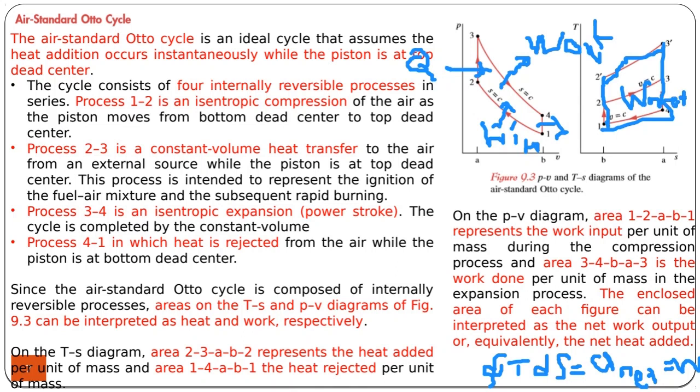The same net work is actually the area under the PV diagram, because for a closed system, PdV is also another way to find the work. So the net area under this curve will give you the net work produced by the system, which is equal to the net Q. So for a cycle, remember that because the initial and the final conditions are the same, net Q is equal to net work.